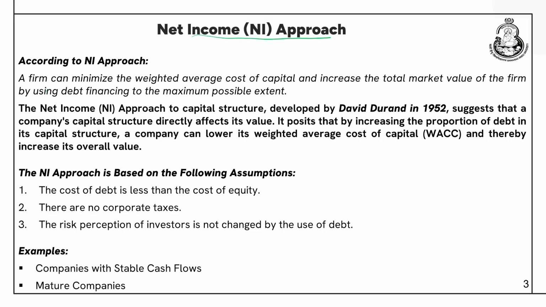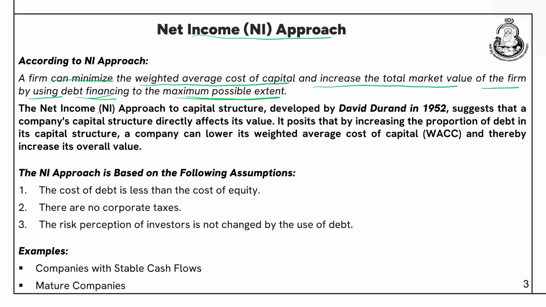So, what is the net income approach? A firm can minimize the weighted average cost of capital. Whenever I say weighted average cost of capital, it is the same thing as the overall cost of capital, right, and increase the total market value of the firm by using debt financing to the maximum possible extent. So, it says that a firm can minimize its cost of capital as well as increase the market value. These are the ideal things. Every firm tries to minimize the cost and increase the value. And how can the firm do that? It can do this by using debt financing to the maximum possible extent, right.